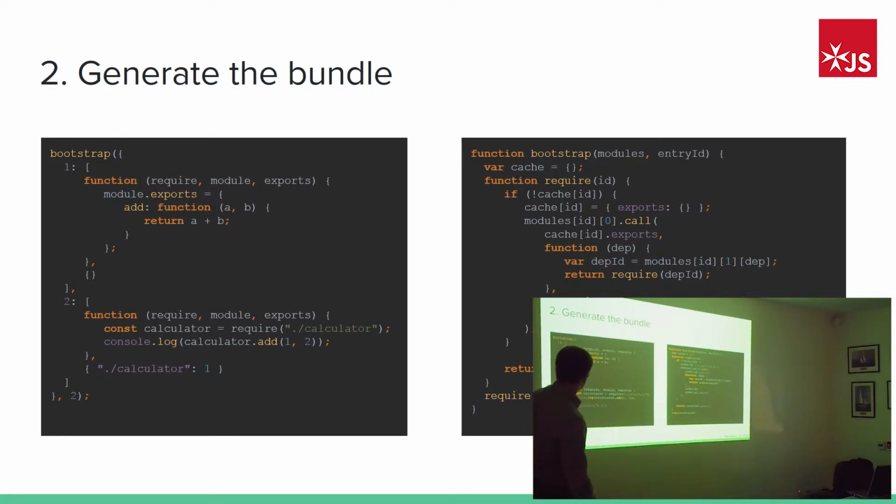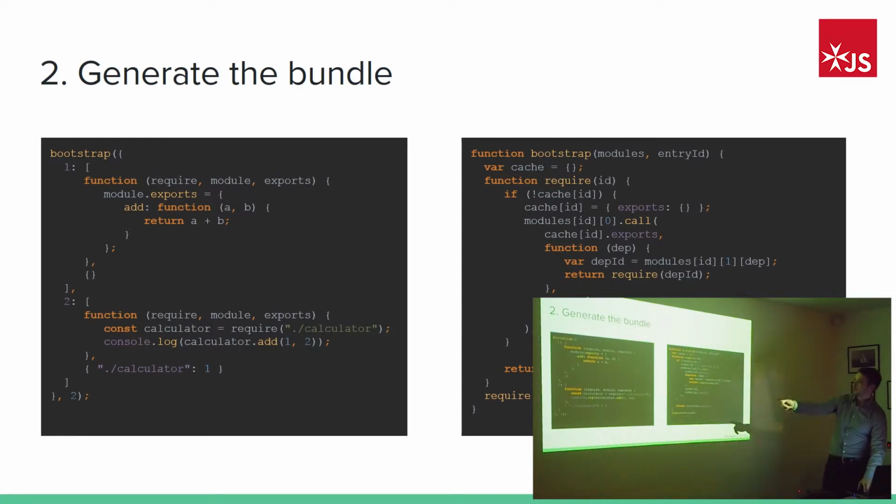And we just grab them with a function that will get as an input the require, the module, and the exports. And the same here. And here we specified that the entry file is the second one, which is the index.js. And we will pass this structure to a bootstrap function. And this is here the bootstrap function.